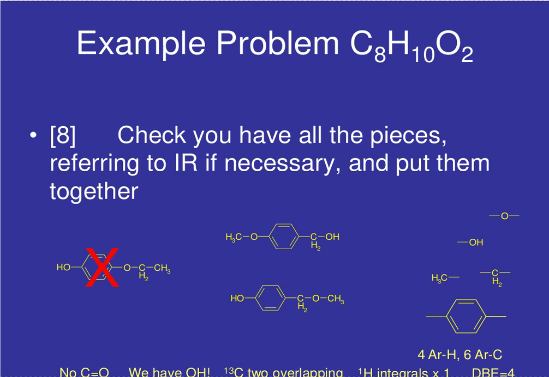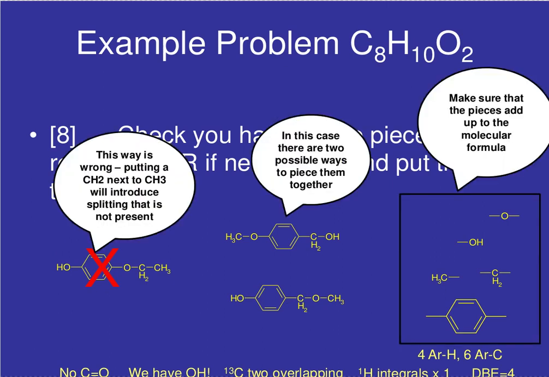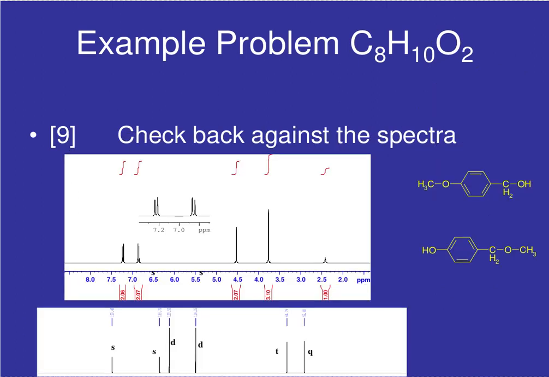We would need further information beyond NMR to determine which of these is exactly the correct one. But please, in all cases, make sure that your pieces add up to the molecular formula before you try and piece them together. If you do not have the complete picture of C8H10O2, there's no way that you can get a correct answer for the spectrum. Finally, check back against the spectra, does it work? And you'll find that both of these are consistent with the spectra we have available.